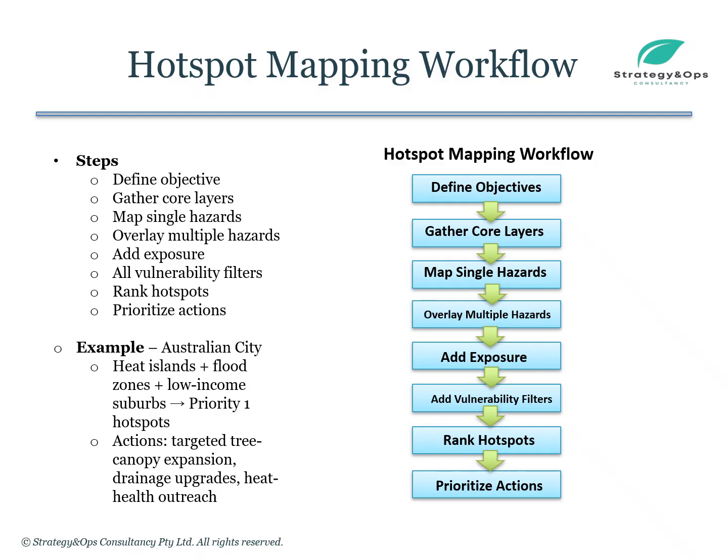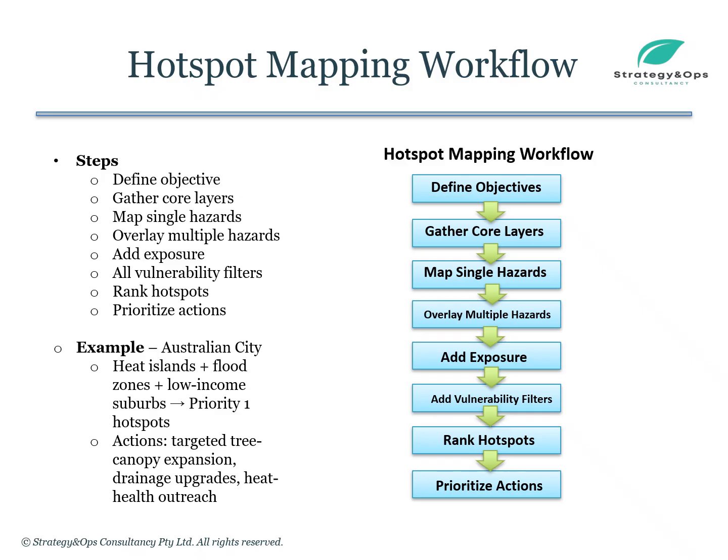The steps are: 1. Define objective. What decision are you supporting? For example, heat mitigation investments, flood mitigation. 2. Gather core layers: compile hazards, elevation, population, infrastructure, vulnerability indicators. 3. Map single hazards: visualize where each individual hazard, heat, flood, wildfire, occurs most intensely. 4. Overlay multiple hazards: identify locations where hazards stack and create compound risks.